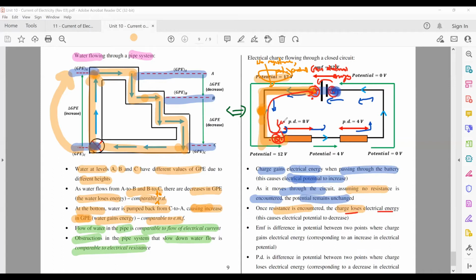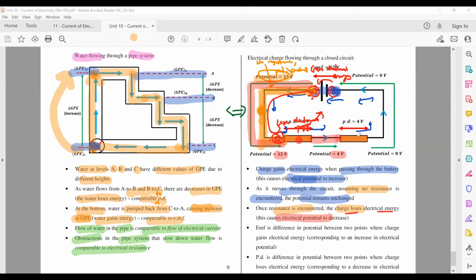electrical energy. Okay, you start to lose electrical energy, which in turn causes it to have a decrease in electrical potential. So if before the potential was 12 volts from here to here, suddenly over here you start to lose electrical energy, and you will have a decrease in potential. So your potential will drop from 12 volts to 4 volts. Okay. Then after that, your potential remains constant here.